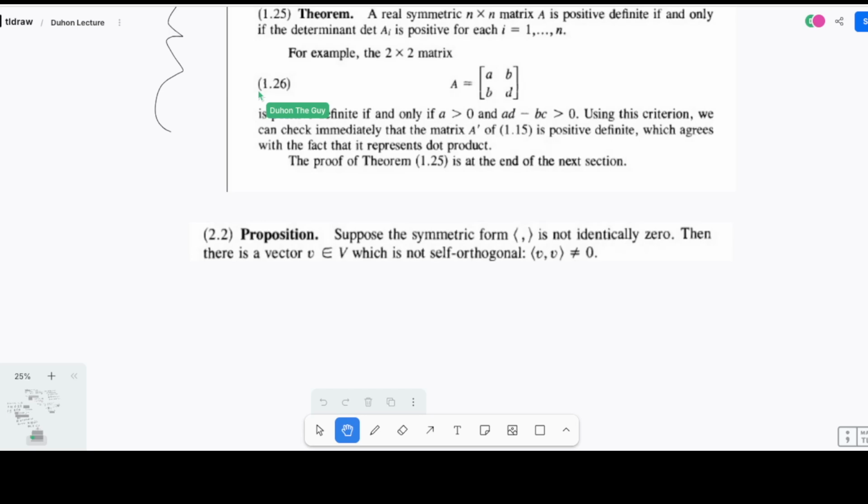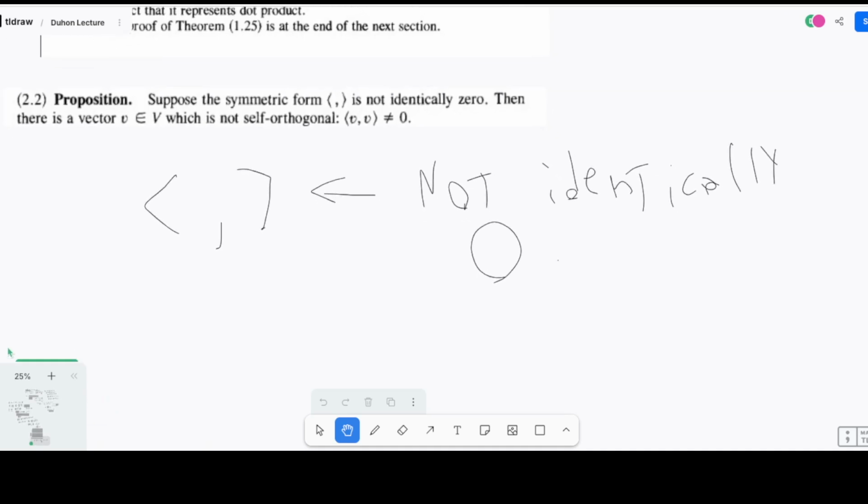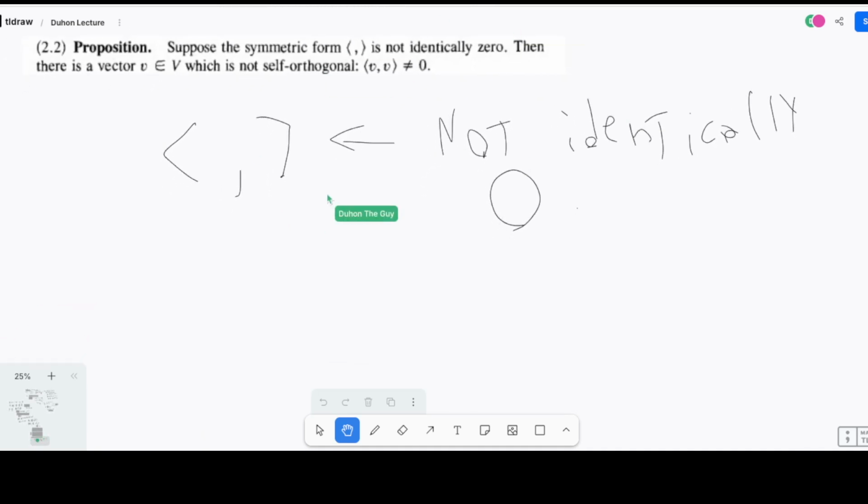One second, where's that? Okay, here. My notes got confused for a second. Okay, so we're going to be saying first that this form is not identically 0. Now, second thing, what does that really mean? That means that there's a pair of vectors that is different from 0. There's always going to be a pair of vectors in this space that is not exactly 0.